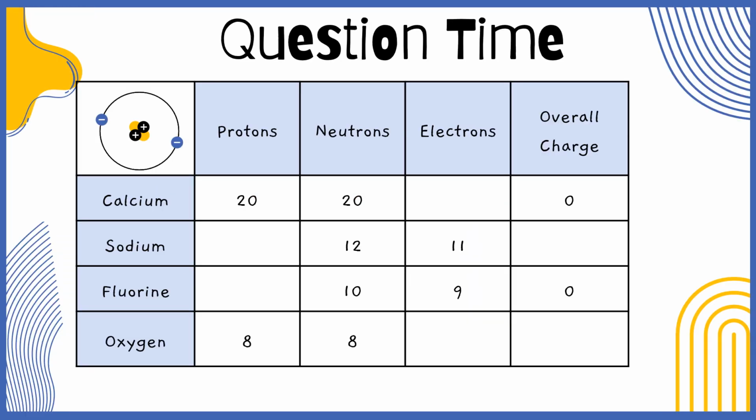Now there's a question time for you. Here are mentioned some of the elements. You have to fill the number of protons. Neutrons are already filled for you. Number of electrons and the overall charge. Pause the video, take your time, then move forward.